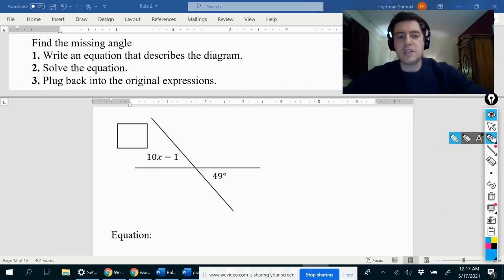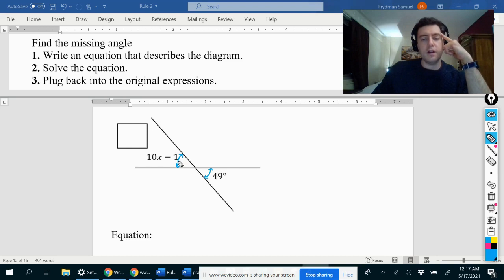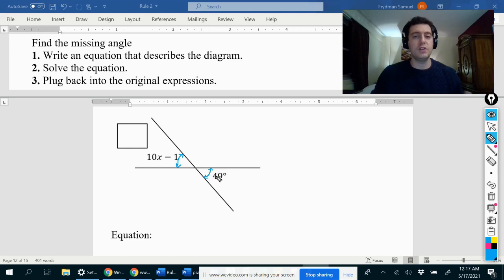Okay, so step 1 here, we need to write an equation that describes the diagram. Now I'm not really going to focus on these angles here that have no expressions written in them. But this angle over here, I am going to focus on because I see there's an expression written inside this angle. And I'm also going to focus on this angle. I see there's also something written in here. Now, I have to ask myself, what kind of angles are these? Well, they're on opposite sides of two intersecting lines. So they are vertical angles.